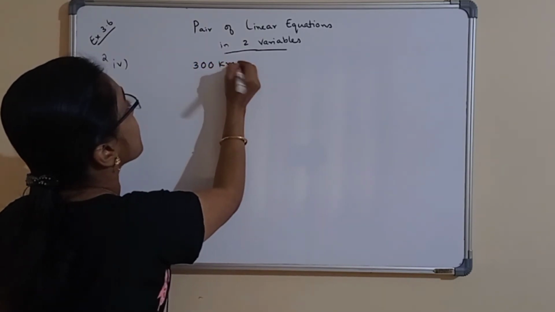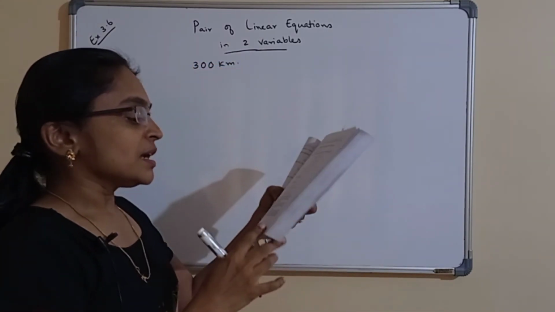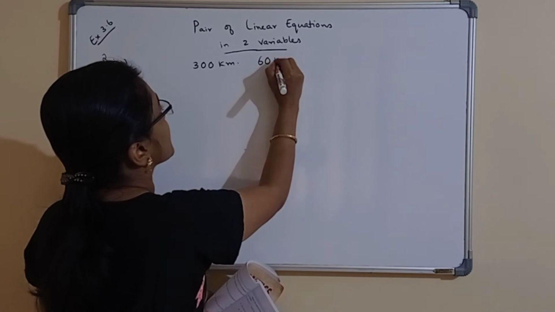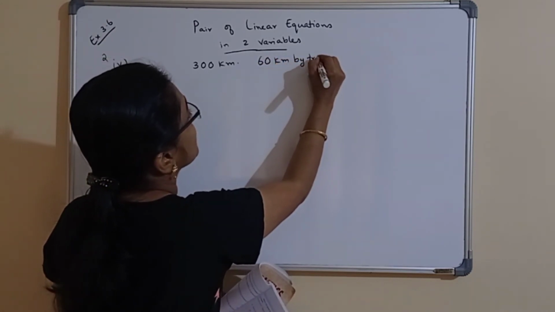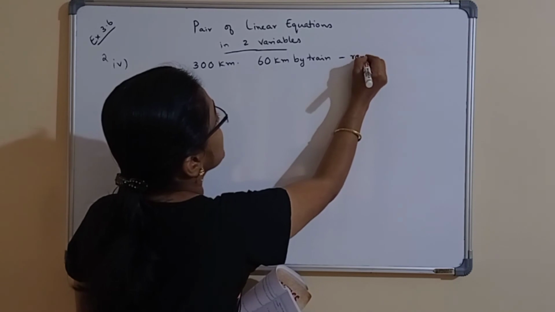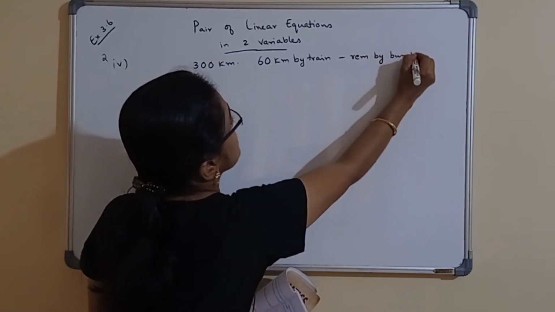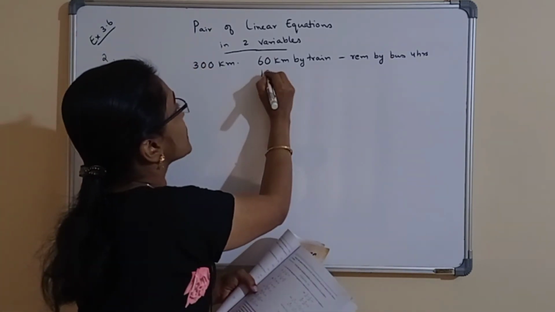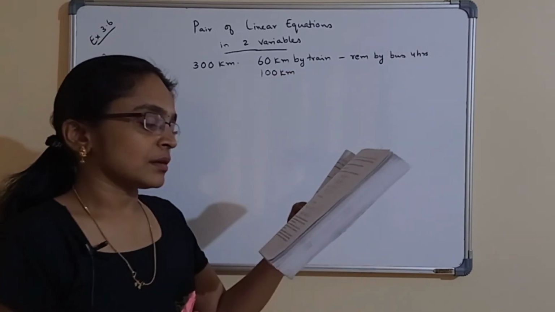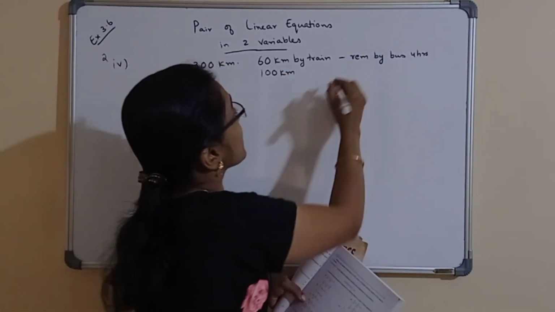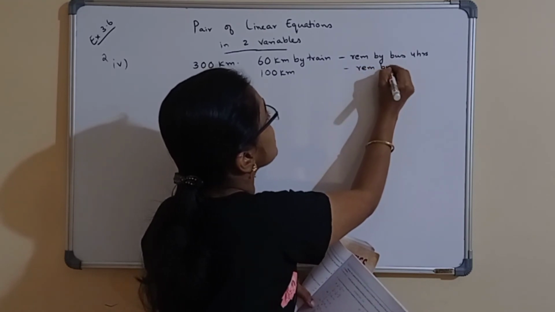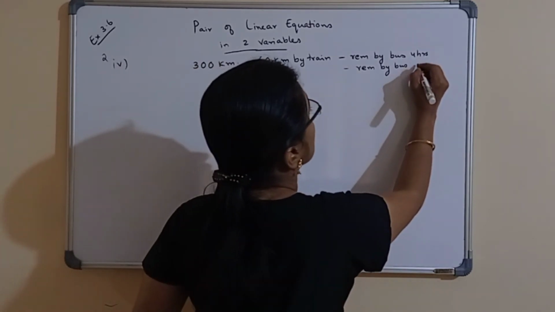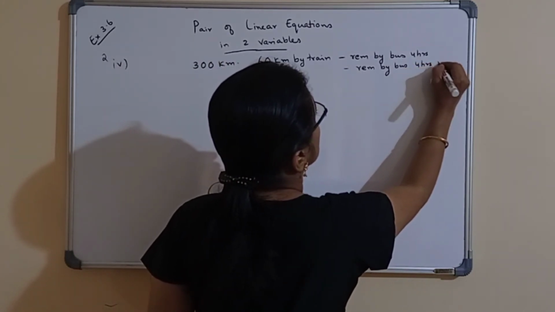300 kilometers, partly by train and partly by bus. She takes 4 hours if she travels 60 kilometers by train and the remaining by bus. And if she travels 100 kilometers by train and the remaining by bus, she will take 10 minutes longer. 10 minutes longer means 4 hours 10 minutes.